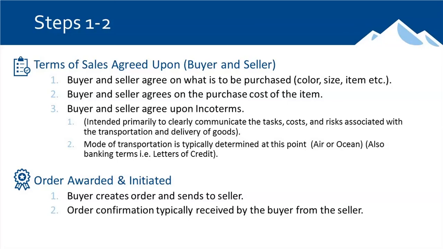Once the terms are completed, the order is awarded and initiated. The buyer will then send a PO to the vendor or the seller. The order confirmation is received and then is sent back to the buyer to say, yes, we've received it. We agree with the purchase order, and then they'll start the process.